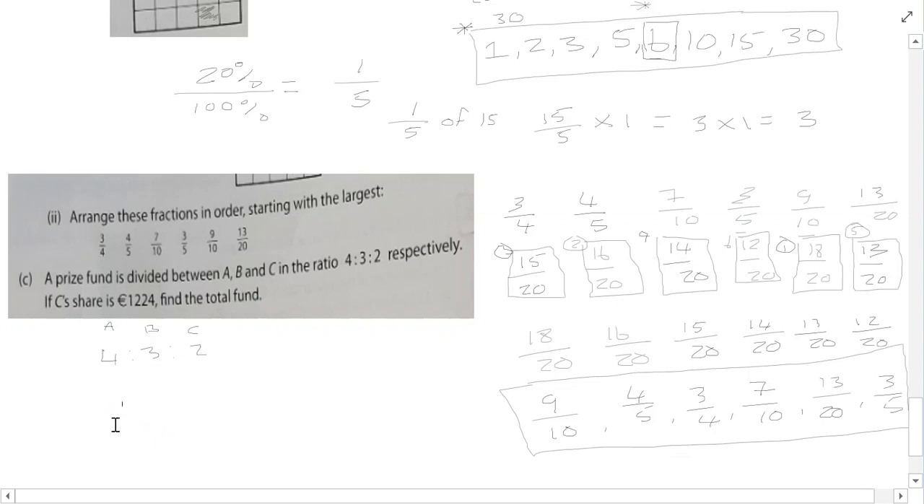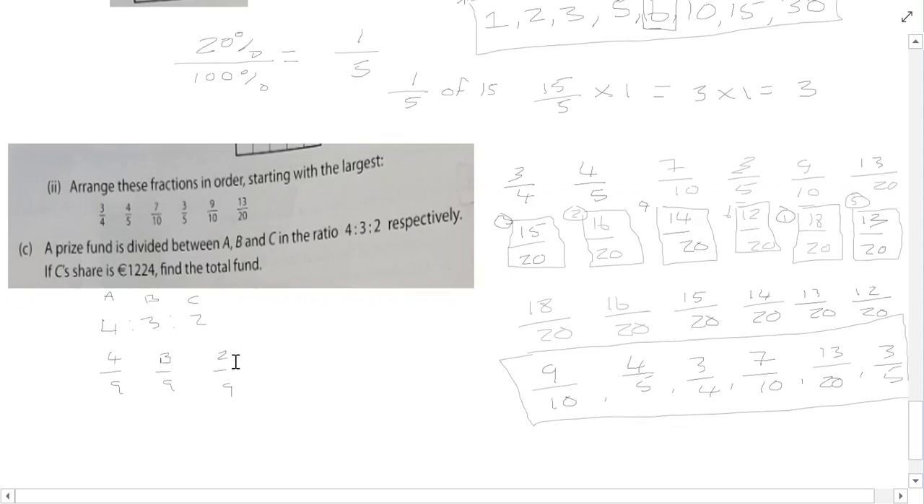So what we do is we add them all up, and that's going to form the numerator. When we add these 3 numbers up, we get 9. So that's going to form the denominator of each of these parts. Okay, so it's going to be 9. And what we're saying is that C will get 2 ninths, B will get 3 ninths, and A will get 4 ninths, as a fraction.